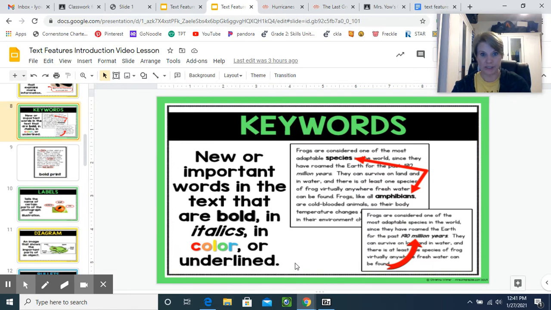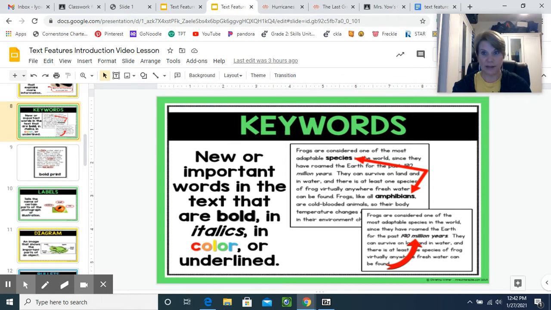All right, keywords. Keywords are new or important words in the text that are usually bold, which means this dark print that's darker than the other different print that you see, or they may be in italics. Italics means that they slant the words to help you know that that's an important word, or they may be colored, so different colors of print. So like for instance, this right here, the title keywords, that's in colored print. It's in green print. It's not black like we're used to seeing. Or you may see a word that is underlined in your story.